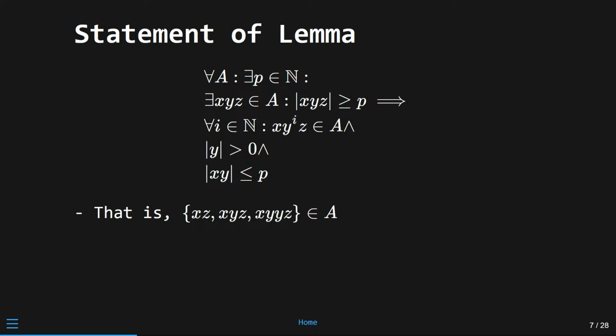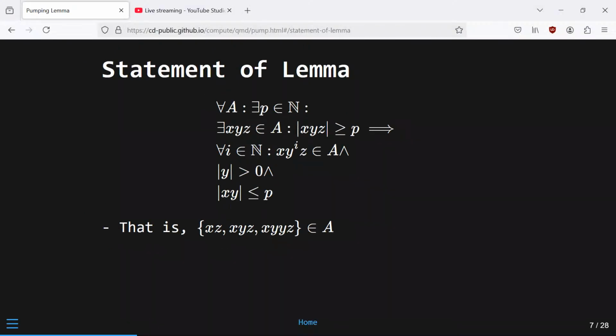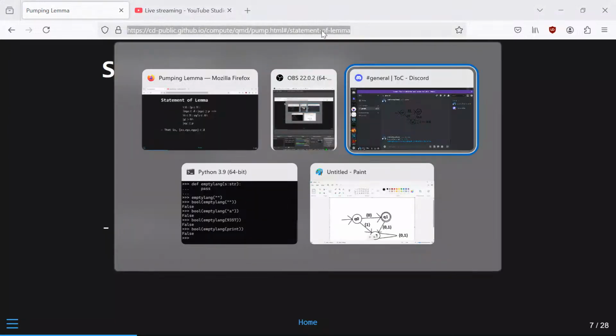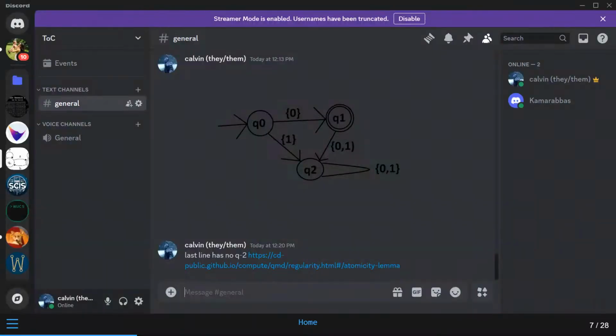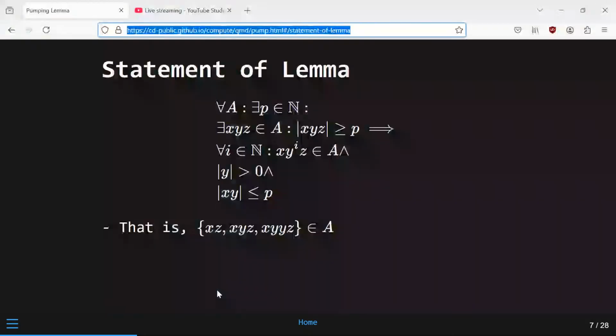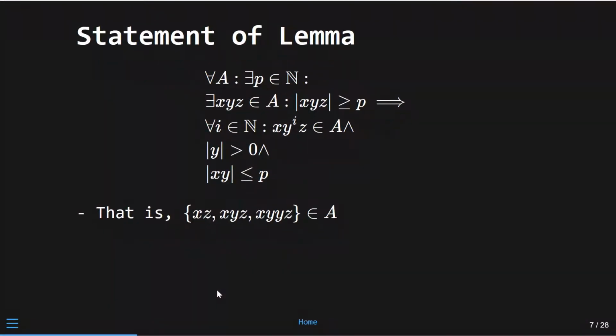Okay. xz, xyz, and xyyz are all elements of A. I want to update this statement to include star, so I'm going to note that for myself. Update statement to include star. Okay. All right.